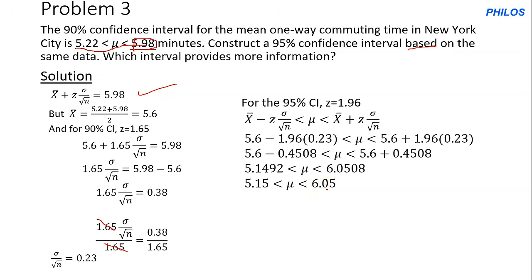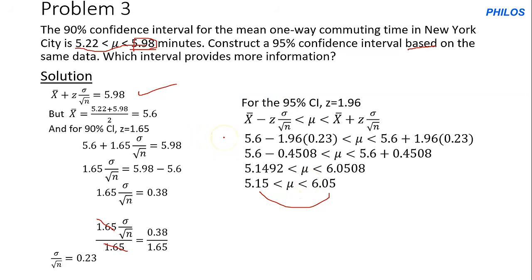But the question also asks which interval provides more information. So to know the one that provides more information, just check the difference between the upper and the lower of this one. 5.98 minus 5.22, you get 0.76. And then check that for this also, you get 0.9. So 0.9 is more than 0.76. But you use the same data, just that you use different confidence levels. Okay, so this particular one provides more information.